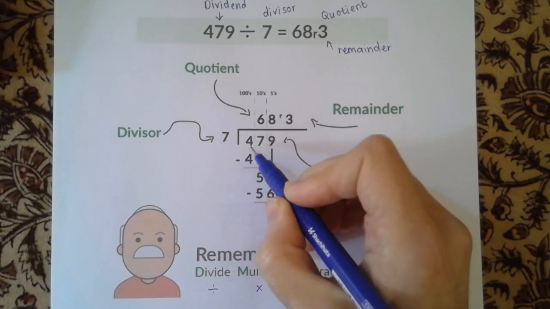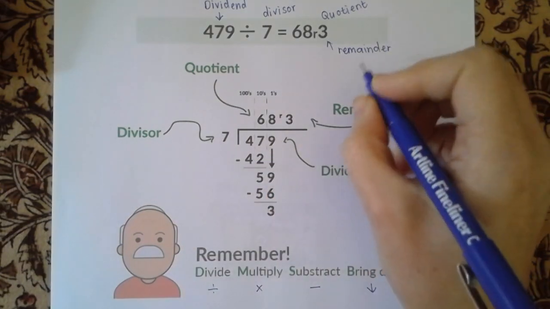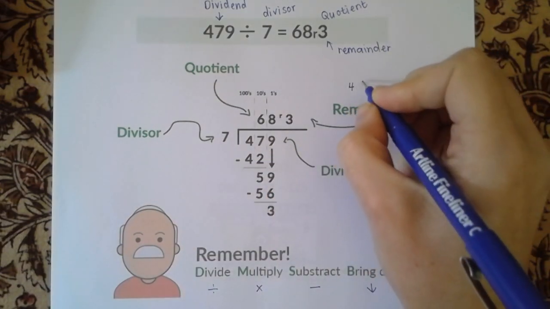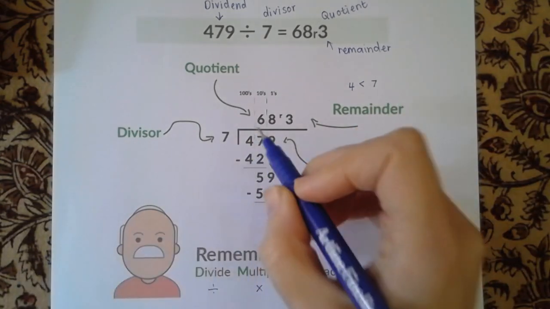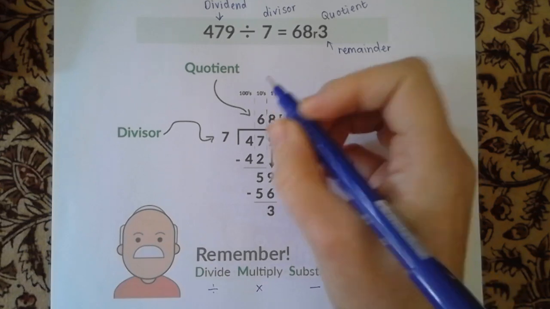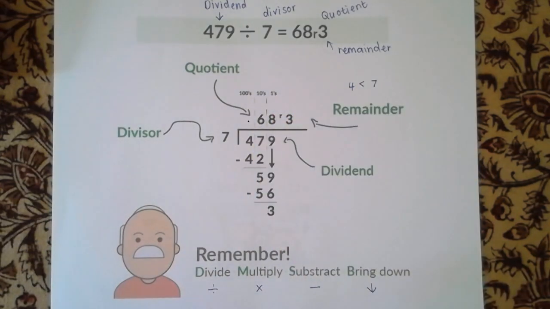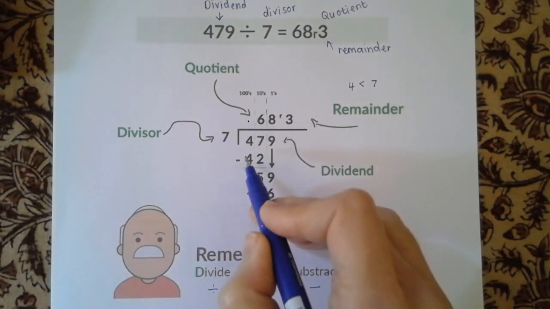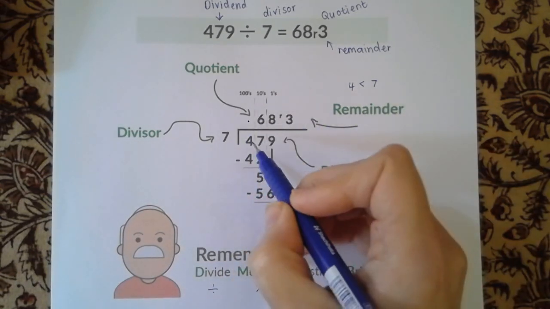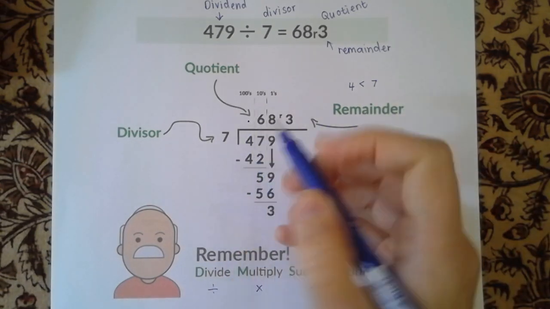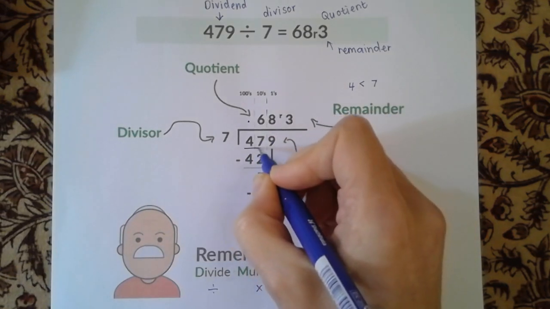Can 7 divide into 4? No, it cannot, because 4 is smaller than 7. You can't take a 7 out of 4. So that's why there's nothing written here at the top. Normally I will just make a dot there to help the children remind themselves that they have checked that, and then they will go on to the next number. So 7 can't go into 4. So what we need now is a two-digit number.